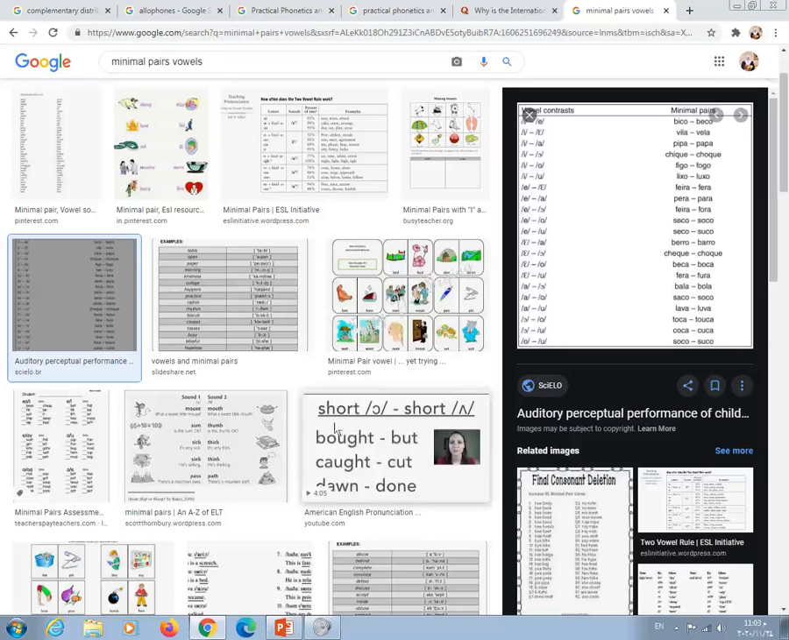But what's different is the vowel here. So this is called a minimal pair. Bought and boot, coat and cut, done and dun. Minimal pairs. You understand?